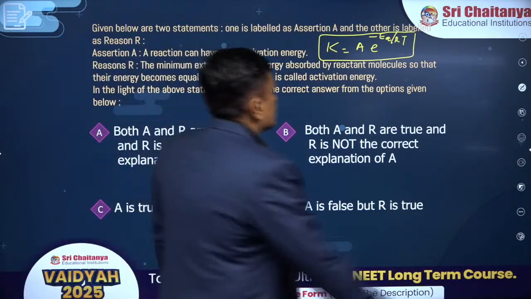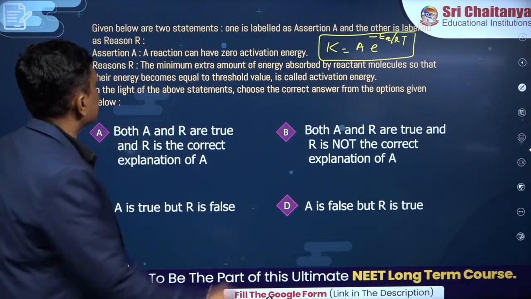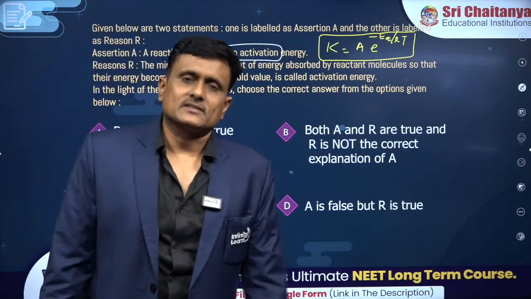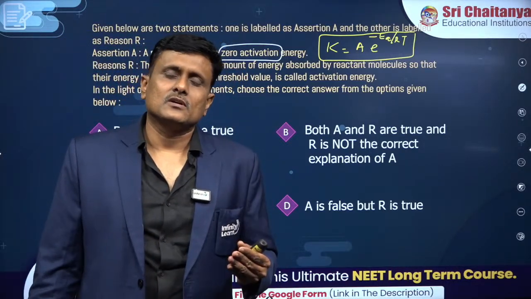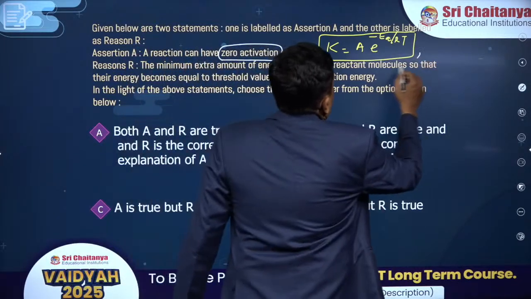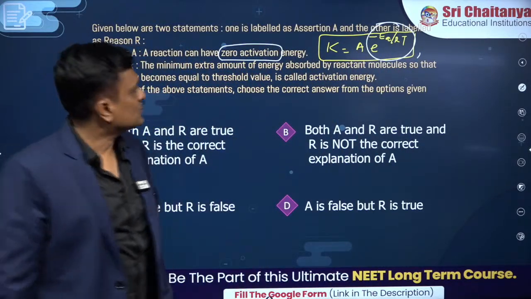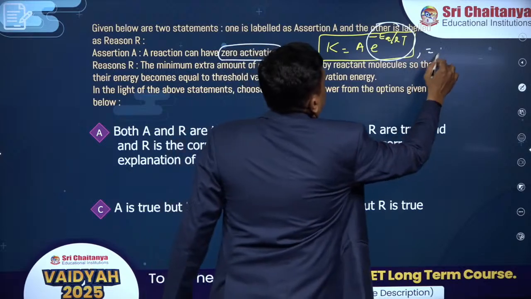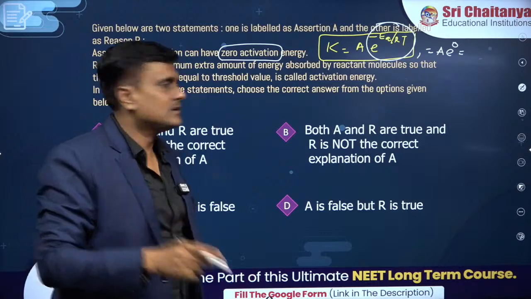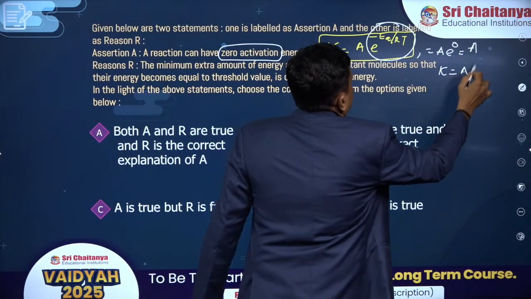Now listen to me carefully. If you have to solve this question, you have to understand the statement clearly. The statement says a reaction can have zero activation energy. What if it has zero or negative activation energy? Let's understand this. When I substitute the activation energy, the Ea value, as 0, what would this become? A into e power 0. The whole exponent becomes 0, and e power 0 is 1. So k becomes equal to A.